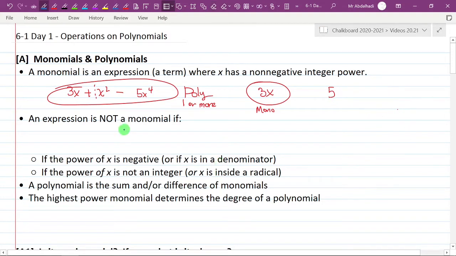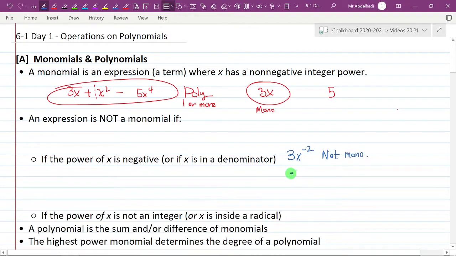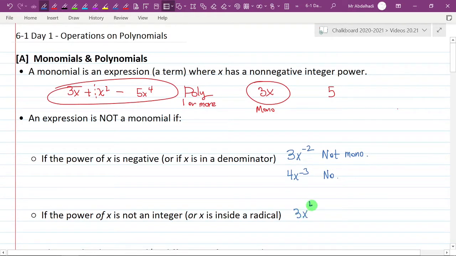So what would make something not a monomial? Well, for one thing, if its power is negative. For instance, if you had 3x to the power of negative 2 instead of positive 2, that's not a monomial. Or if you had something like 4x to the negative 3. Not a monomial, because your power of x has to be positive. Also, the power of x has to be a whole number. So let's say you had 3x to the 1/2 power. This is not a monomial. Would this be a polynomial, this whole thing? No, because one of the terms doesn't qualify. So now the whole thing is not a polynomial. You see what I'm saying? One term ruins everything.